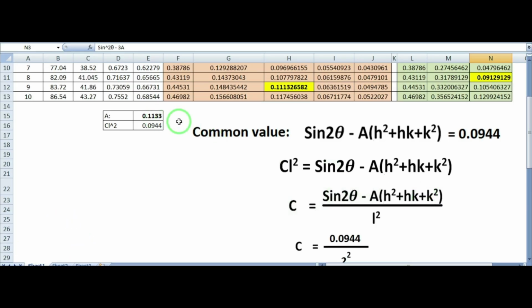The numerator is a common value, so that will be 0.0944 divided by L square. Here L can take the value L equal to 1, L equal to 2, L equal to 3 and so on. But in case of hexagonal crystal structure, the 001 reflection is not possible. Therefore, this particular reflection 001 can be taken as 002. You have to take L equal to 2 in this particular reflection. So here I am going to take L equal to 2.